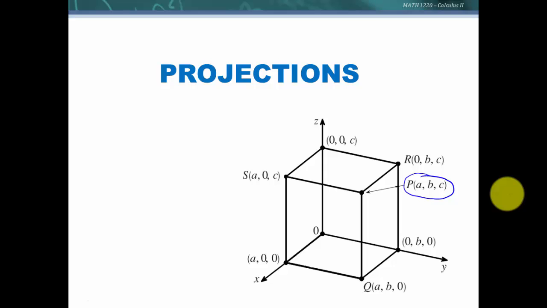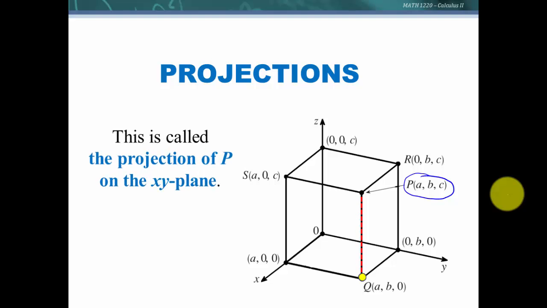So if we take this point P and we actually moved it down and put it at Q, this is called the projection of P onto the XY plane, because the XY plane is down here, and so we took that point, and you can think of it like we shined a flashlight above, and where would the shadow be? Down on this floor here, or this XY plane, and it would be right here at Q, where we had our same X = A and our same Y = B, but the Z was 0.